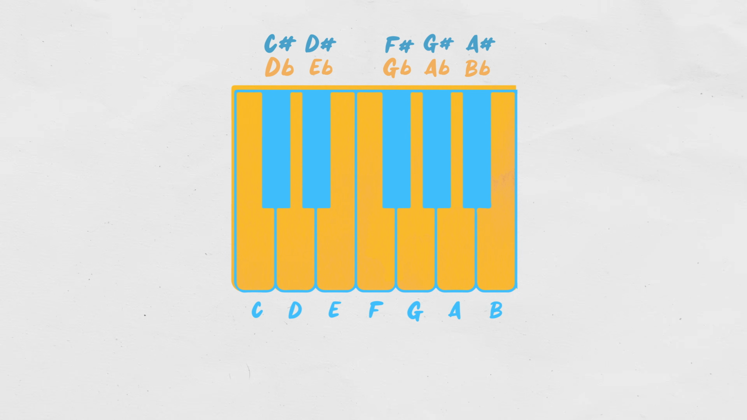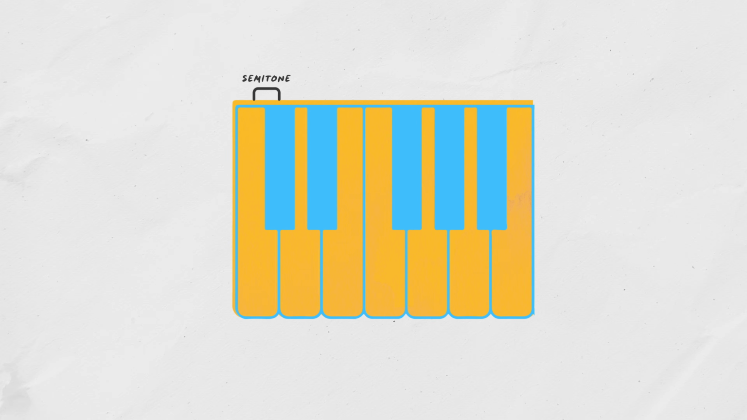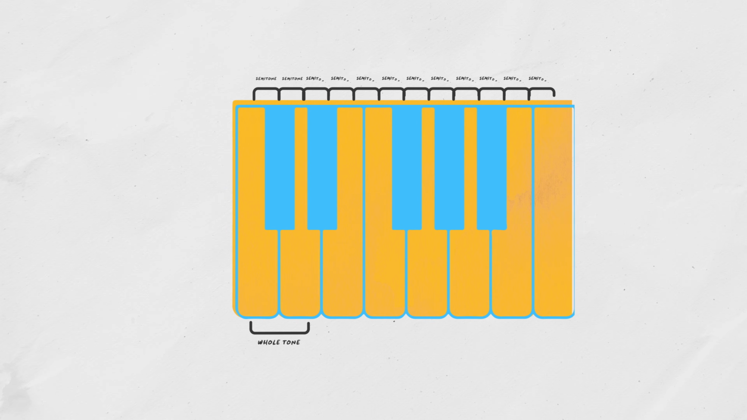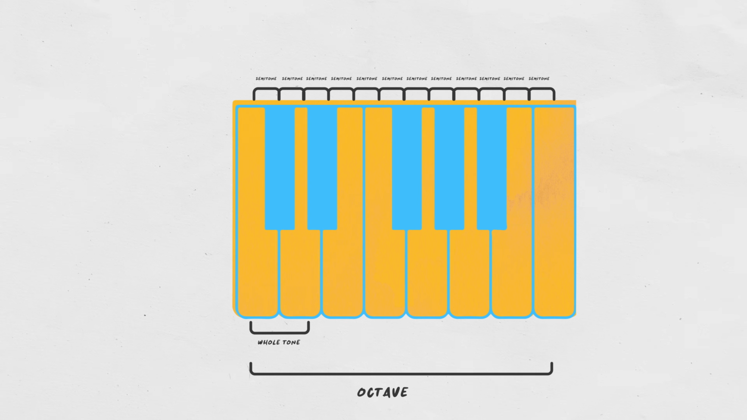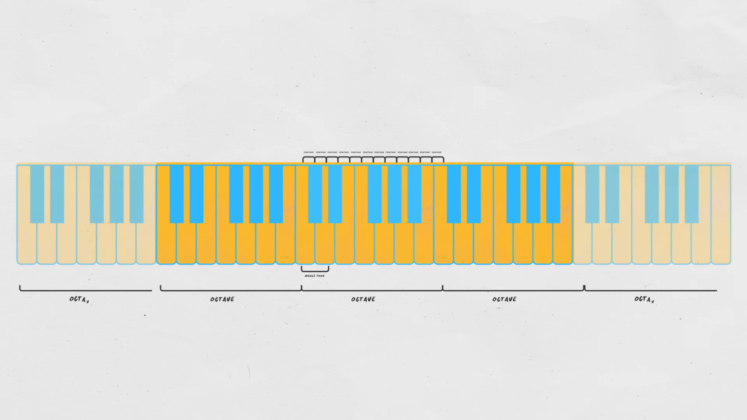That said, each note is separated by the smallest musical interval, a semitone. Combine two semitones and you get a whole tone. 12 semitones make an octave. Now things get even more interesting. We don't just have one octave.